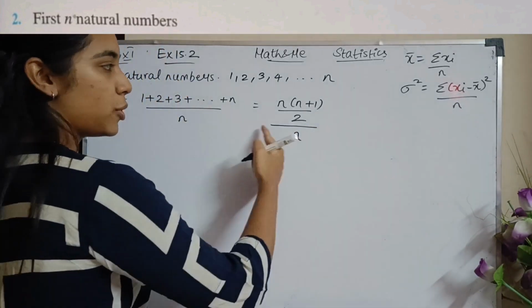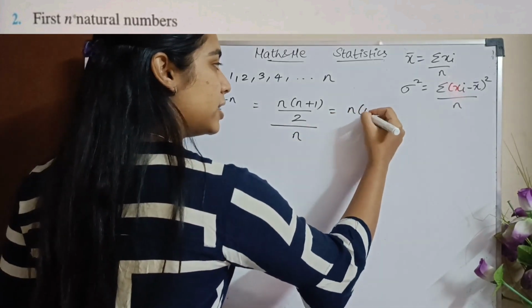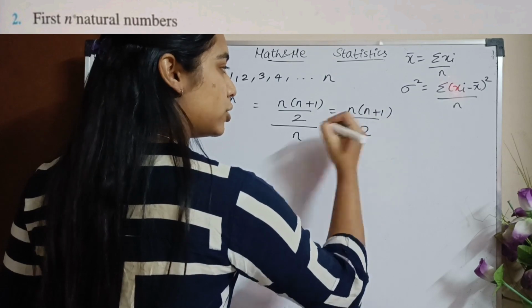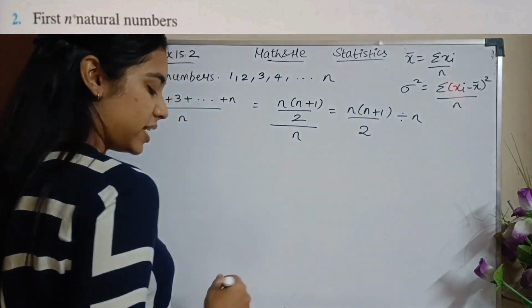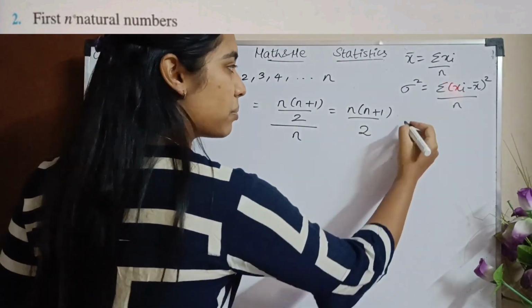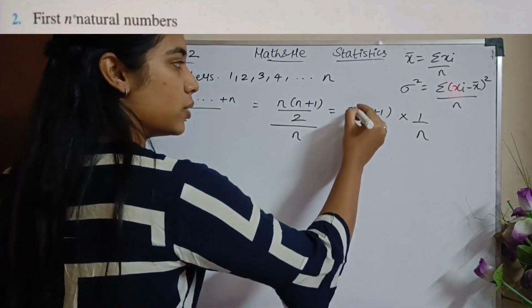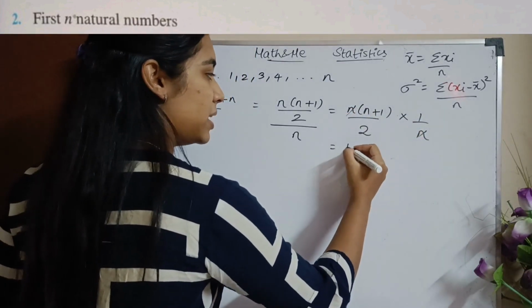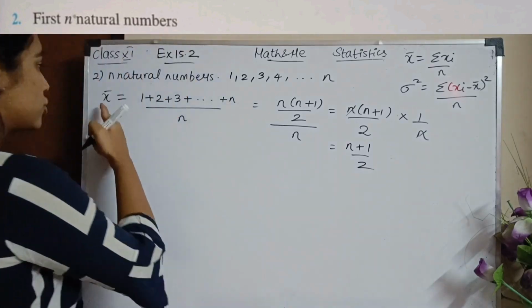Don't miss this n. So, we have n into n plus 1 divided by 2, the whole divided by n. Dividing by n, I can also write it as into 1 by n, correct? Reciprocal. Now, the n and the n get cancelled. So, what is my mean? n plus 1 divided by 2. So, this is my mean.